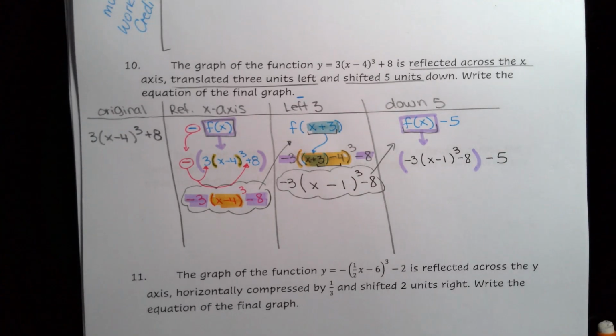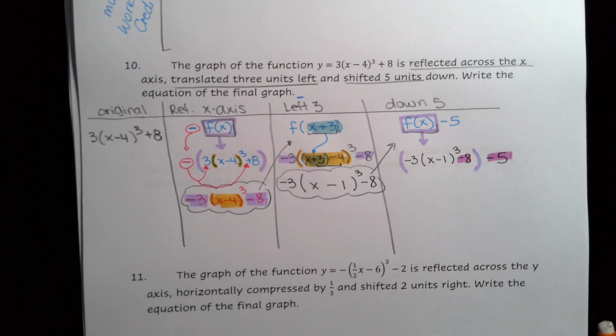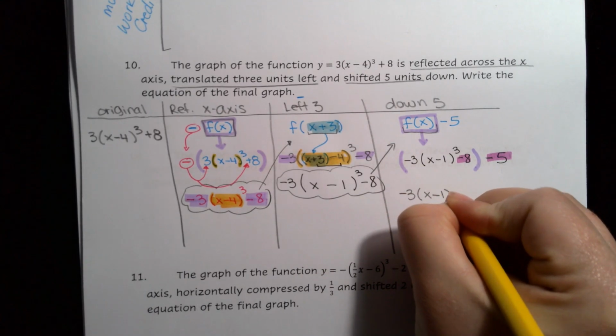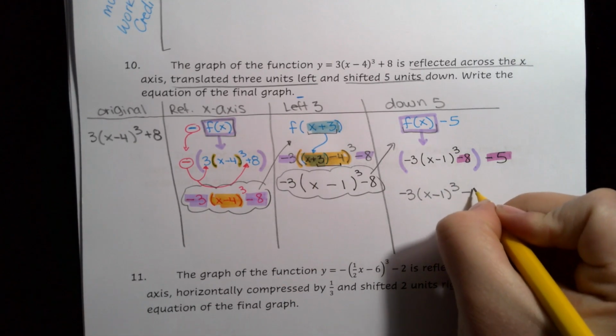And again, outside with outside, this is not distributing. This is combining like terms. So that means I am going to combine the outside negative 8 with an outside negative 5. We get negative 3, open x minus 1, close it, cube it. Negative 8 minus 5 is a negative 13.